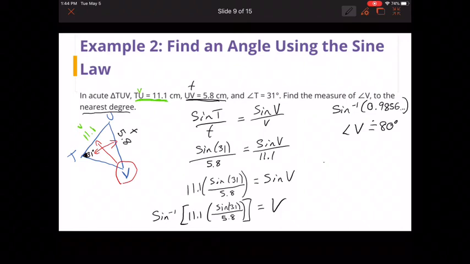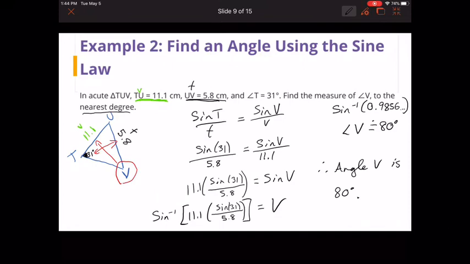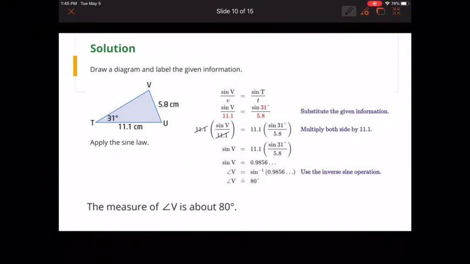So in words, therefore, angle V is 80 degrees. We always end with a sentence when we're doing a word problem, so that I understand that you understand what the answer is. So it's really just a matter of knowing the information: first drawing your diagram, labeling it correctly, knowing the information you have, and rearranging the formula. There it is, all nice and neat out of the textbook.